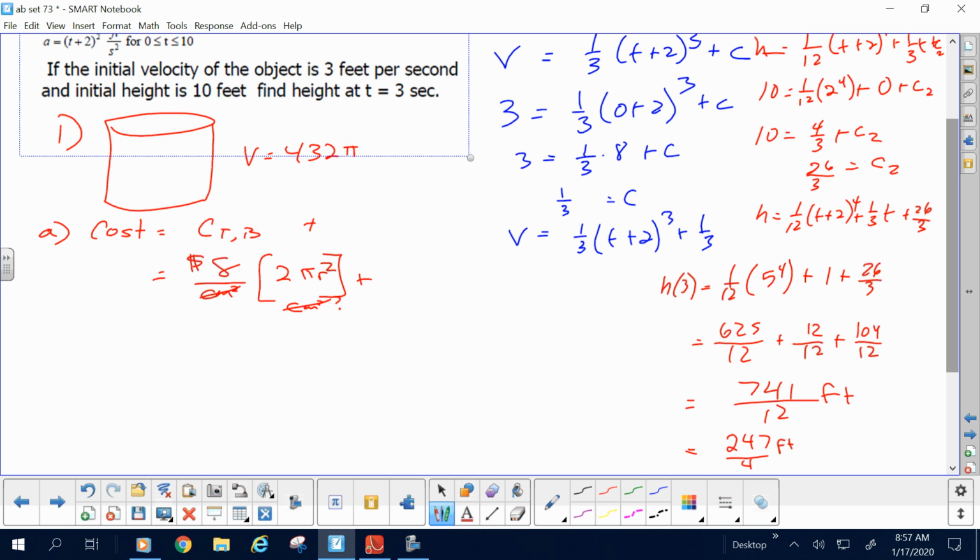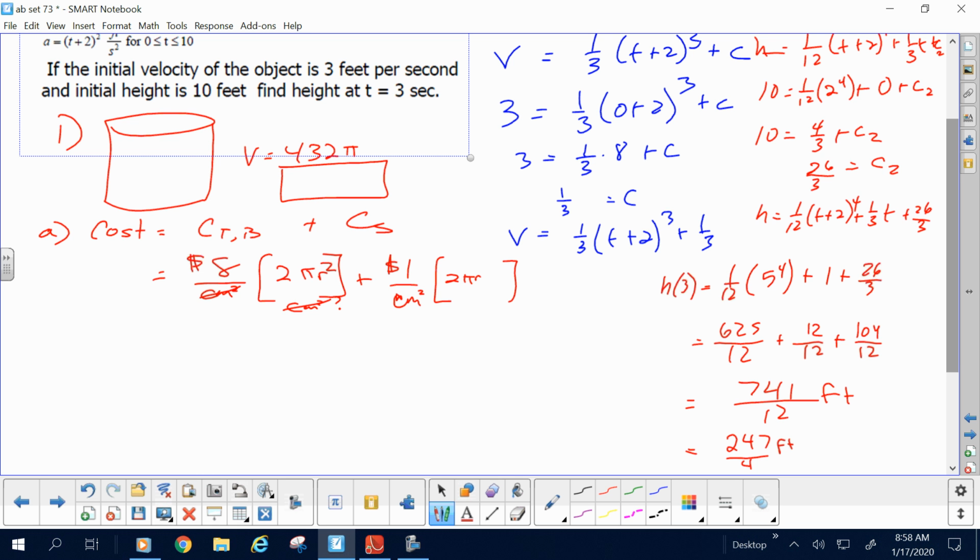All right, so here we go. What about the cost of the sides? There's only one side. So it's $1 per square centimeter for the material. And now we need the area for how much material? What's the area of a side of a can? I think unwrapped, yeah. When you unwrap a can's label, it looks like a rectangle. What's the bottom edge of that rectangle?